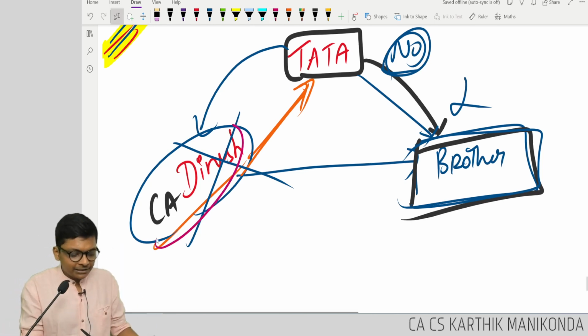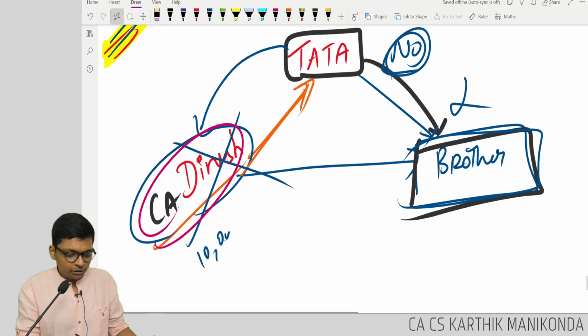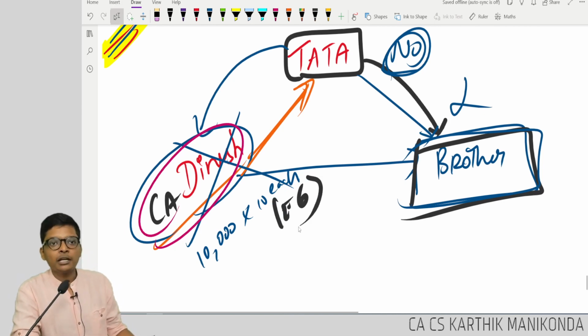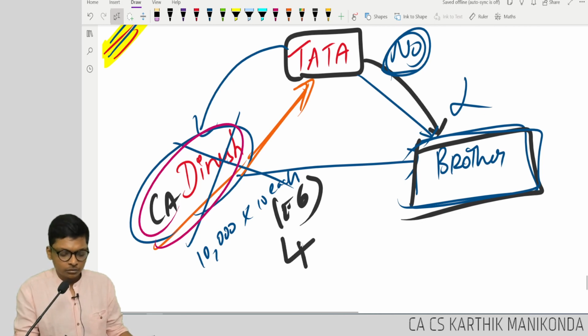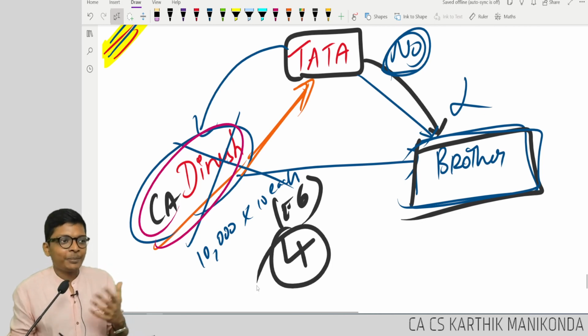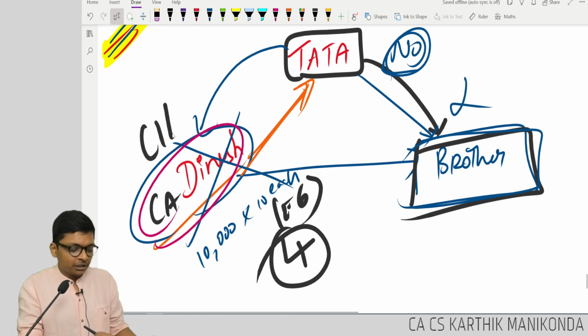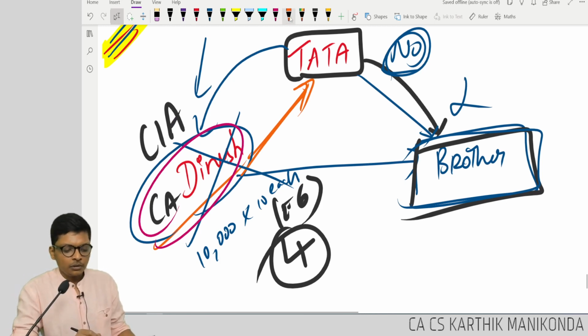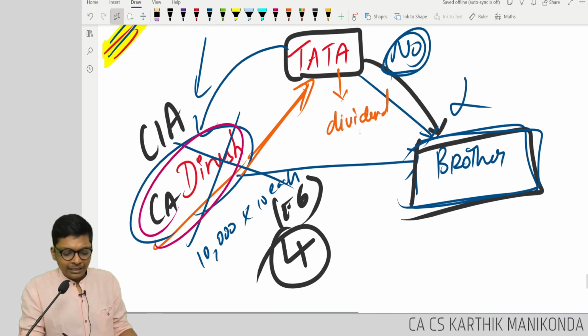Another example. Dinesh is a shareholder of Tata. He purchased 10,000 shares of 10 each with a paid up value of 6. Company made the final call, guys. Final call is how much? 4. Dinesh did not pay. Dinesh is called what? Calls in arrears. So Dinesh did not pay, calls in arrears. Can the company now dividend? Tata is now declaring dividend. Let's say Dinesh has to pay 10,000 into 4.